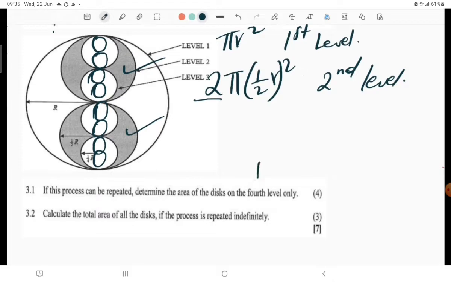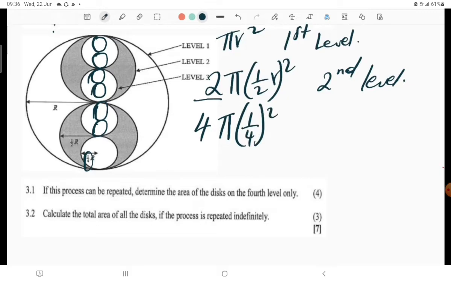Remember, we're going to the fourth level. So the third level are these whitish discs that are on top of this brownish one. And how many of them? We've got 4 of them. So we can say we have 4, then pi, then the r of this whitish one is 1/4 r, which means we have 1/4 r squared. So this is the third level.